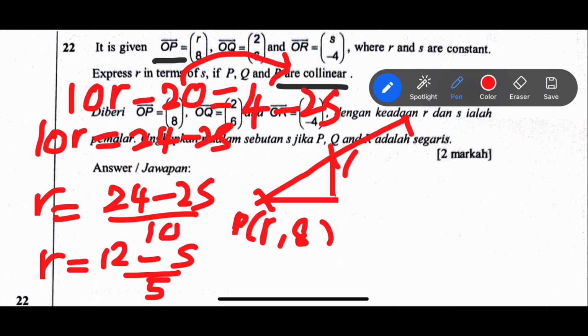Express the vector in terms of ratio. If you are not confident in the ratio method, you can always use the gradient method, unless the question states you must use the ratio method, then you have no choice. So you can always choose the shortcut of using the gradient for collinear vectors, right?